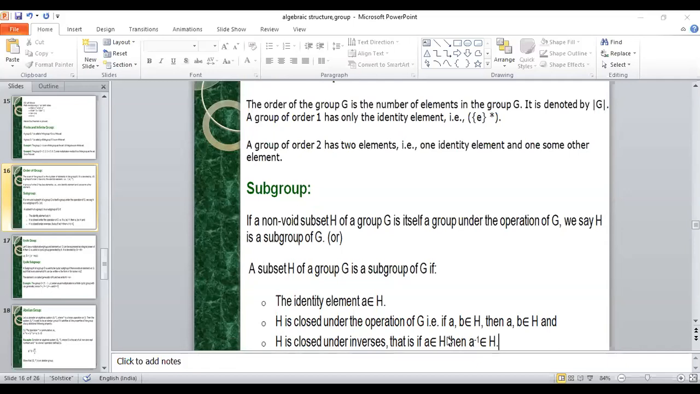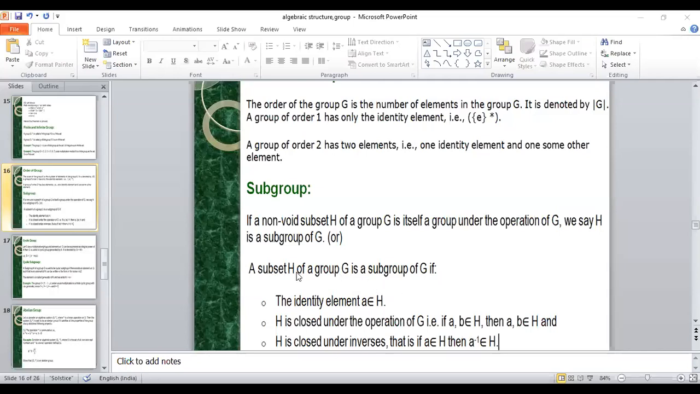H is closed under inverses. That is, if a belongs to H, then a inverse belongs to H. So when we say that the given subgroup H is a subset of G, and G is a group.